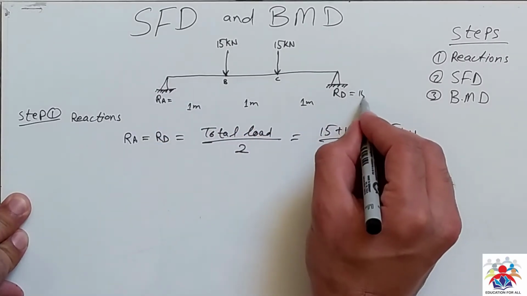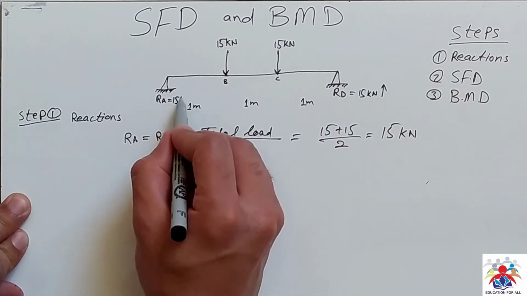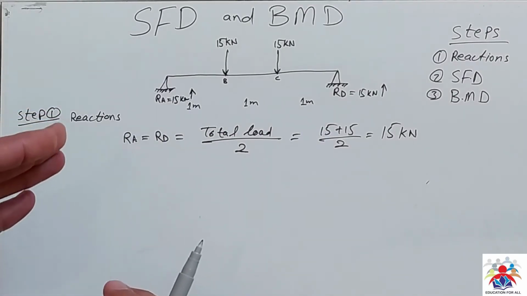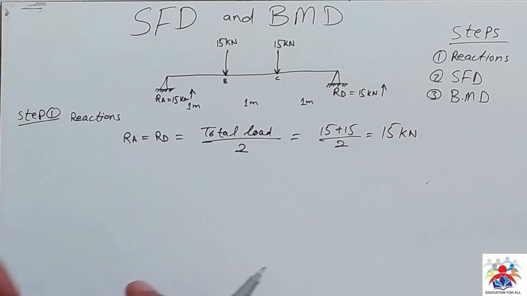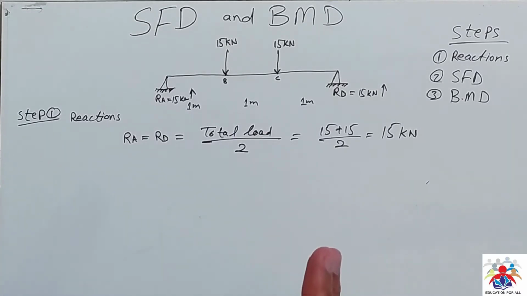So it will be 15 kilonewton upward and also 15 kilonewton upward. So 15 kilonewton at RA, which is the reaction at RA, and 15 kilonewton reaction at RD. So 30 kilonewton is coming downwards and 30 kilonewton is going upwards. So it means our beam is stable.